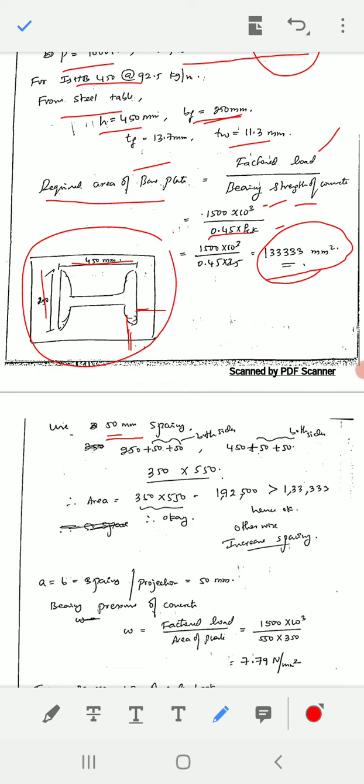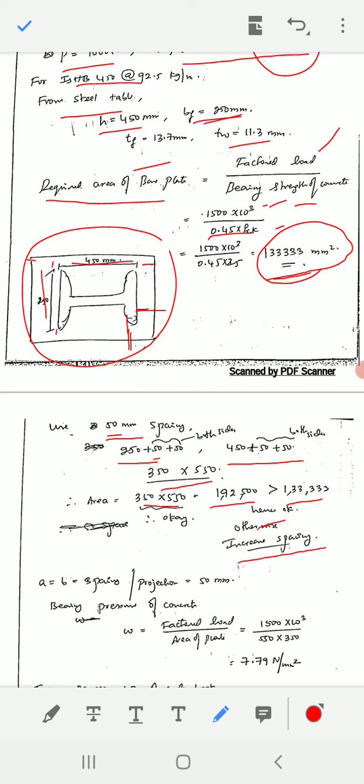You have to take 50 mm on both sides. So 250 plus 50 on this side and 50 on this side, you'll get 350. In the same way, 450 plus 50 plus 50 is 550. So totally 350 into 550, you have to find the area. You'll get 1,92,000, which is more than 1,33,000. If it is more than 1,33,000, then it is okay.